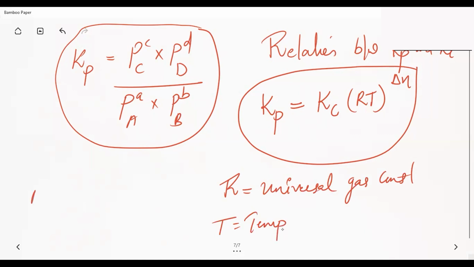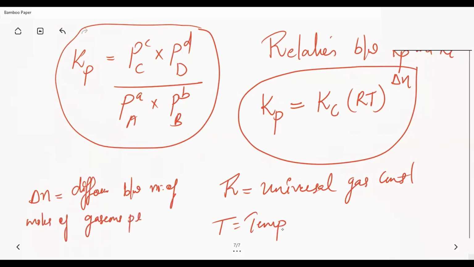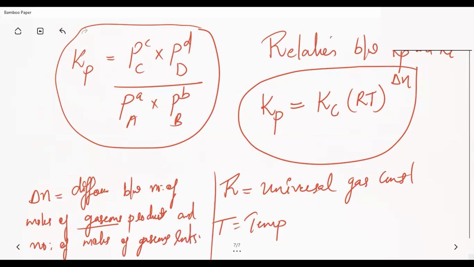And what is this delta n? Very important. Delta n is the difference between the number of moles of gaseous products and the number of moles of gaseous reactants. The very important point is gaseous. So that is what we have to study here, the relation between Kp and Kc.